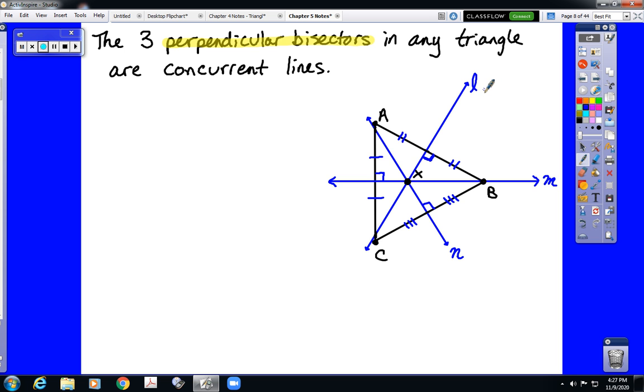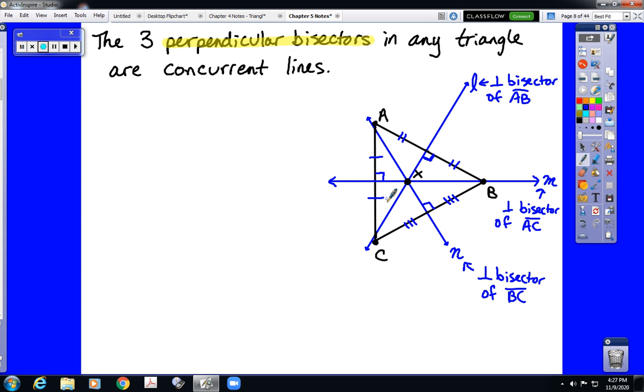L is the perpendicular bisector of side AB. M is the perpendicular bisector of side AC. And N is the perpendicular bisector of side BC. All of them are marked as being perpendicular bisectors as indicated by a right angle and congruence markings. Now this triangle is almost an equilateral triangle.